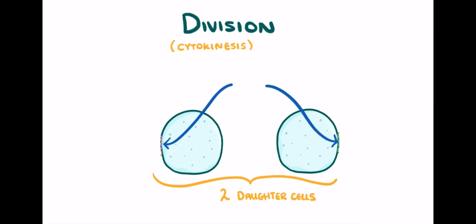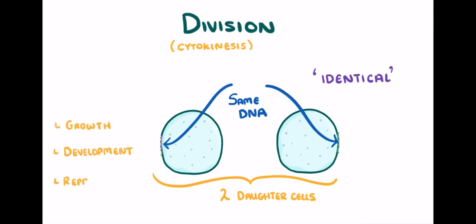Therefore, each cell has the same DNA, and the two cells are identical to each other, and to the parent cell we started off with. These resulting daughter cells can then contribute to growth, development, or repair, and undergo the cell cycle all over again.